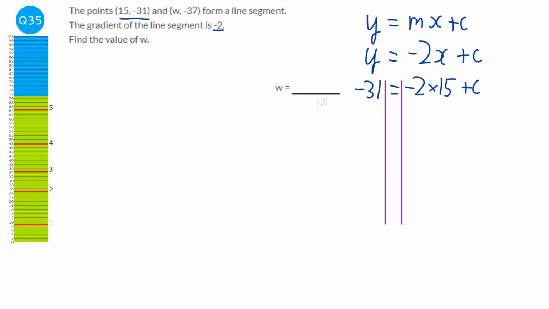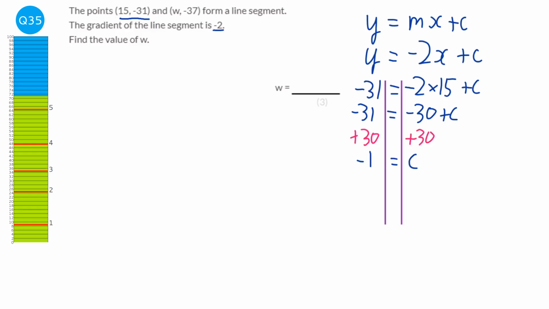So first thing I'm going to do is just tidy this up. 2 times 15 is 30, so minus 30 plus c. And I'm just going to add 30 to both sides to get c on its own. So that would be minus 1 equals c. So c is minus 1.